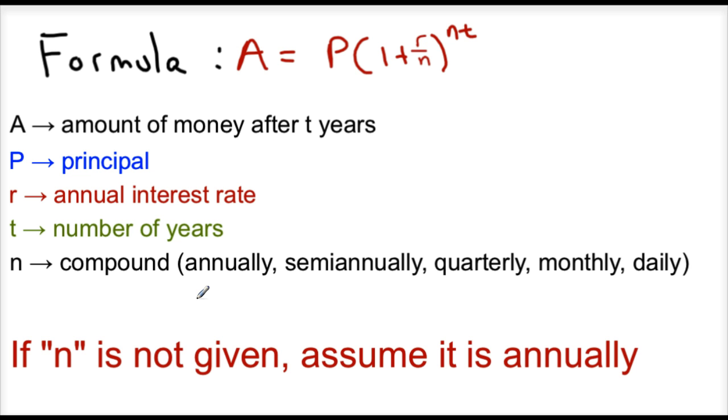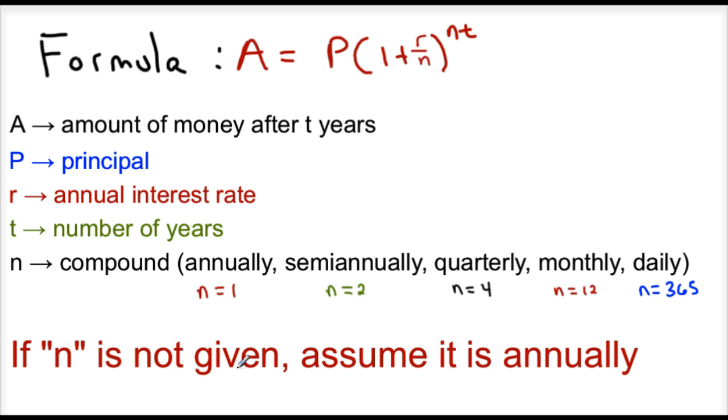If it's compounded annually, N is equal to 1, one time per year. If it's compounded semi-annually, semi meaning half, N equals 2, two halves in a year. If it's compounded quarterly, how many quarters in a year? 4. Same concept. If it's compounded monthly, how many months in a year? 12. N is 12. And then lastly, if it's compounded daily, how many days in a year? 365 days in a year.